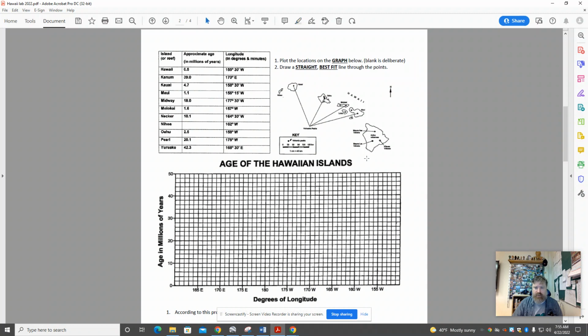So how are we going to do it? I don't know if I have a pen tool here. Is that going to work? Not really.